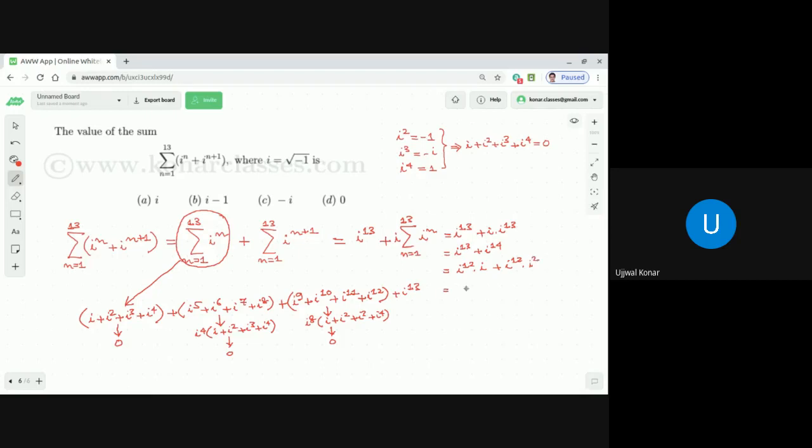So i^12 is equal to what? It is 1, because we remember that i to the power 4k, that is, i to the power of any multiple of 4, is equal to 1. So we get i, and here also we get i square. Now what is the value of i square? The value of i square is equal to -1. So we get i minus 1. In this way we are able to achieve this. The same problem can be done in multiple ways. So I can do the same problem in another way.